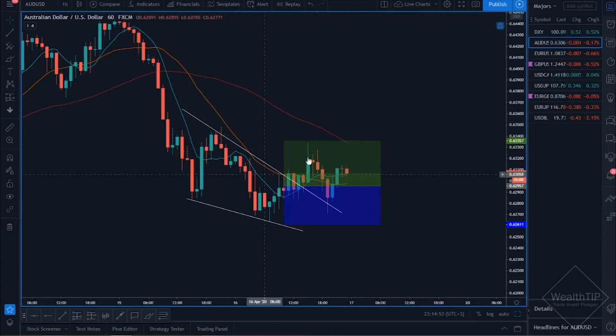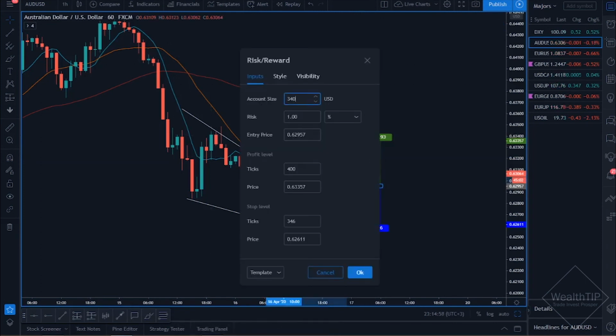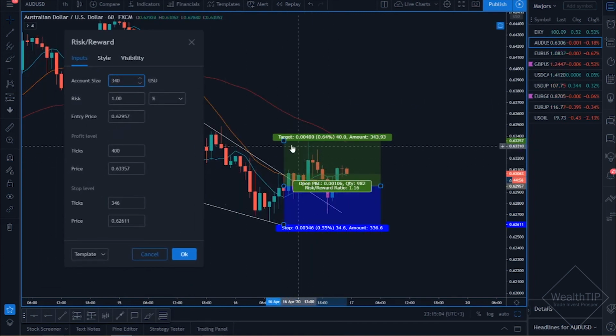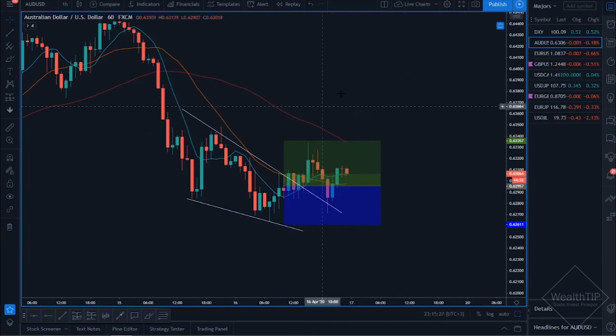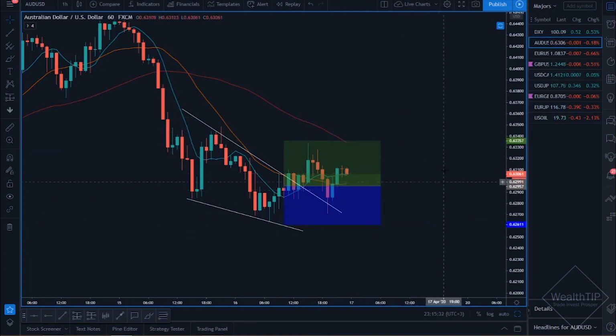Okay, guys. So it looks like we're not gonna hit target today. But what I will do is just give you the levels, and you guys can see whether or not the market hit the profit target, or whether it hit my stop loss. So my entry level was at 62.95.7. My profit level was at 63.35.7, and my stop loss was at 62.61. So if it passes any one of those levels, then you know that I was either taken out on my profit target, or I was stopped out of the position.